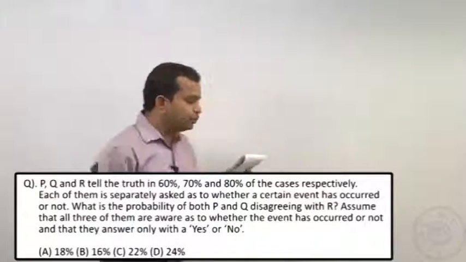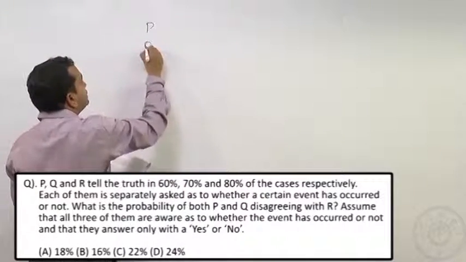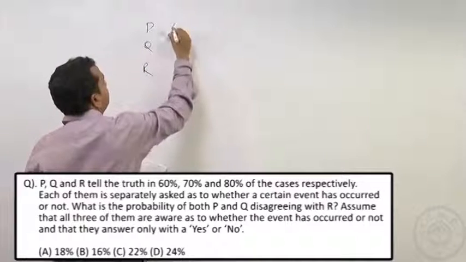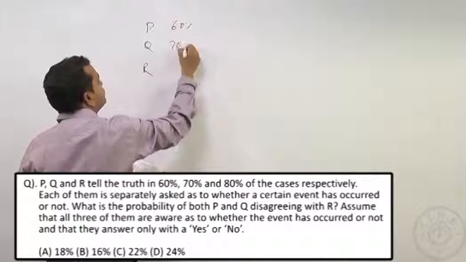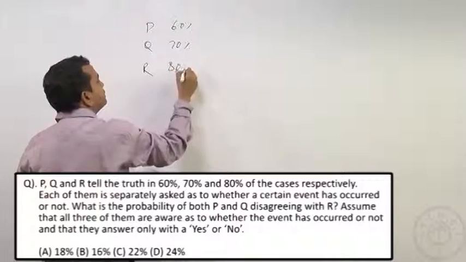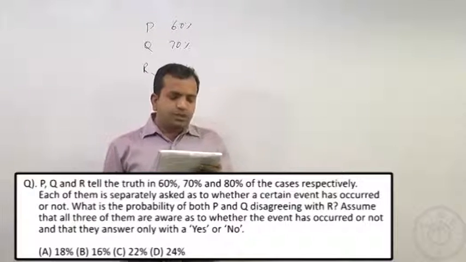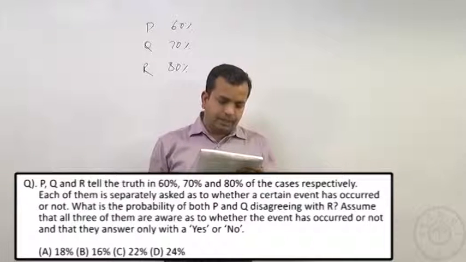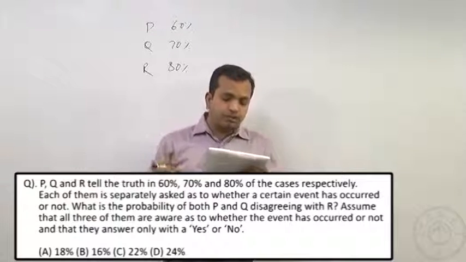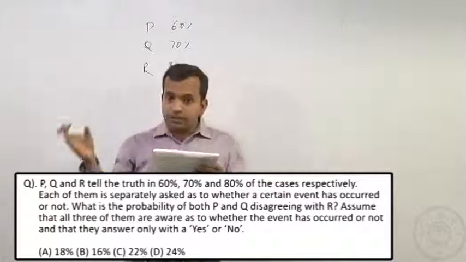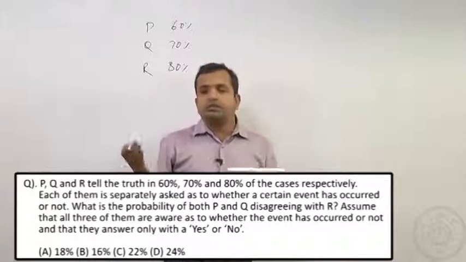It's given that P, Q and R tell the truth in 60, 70 and 80% cases respectively. 60% for P, 70% for Q and 80% for R. And each of them is separately asked as to whether a certain event has occurred or not. And we have to assume that all three of them are aware as to whether the event has occurred or not, and they only answer with a yes or no.